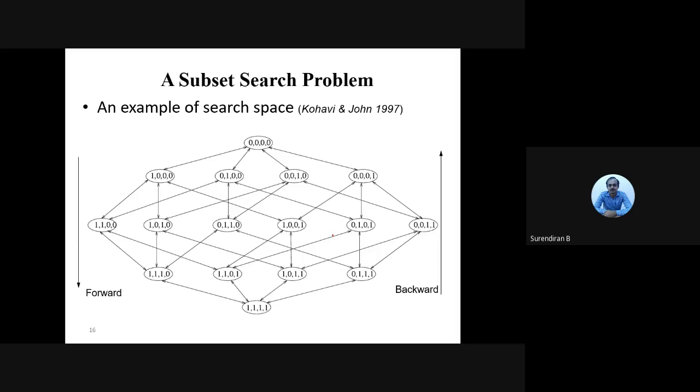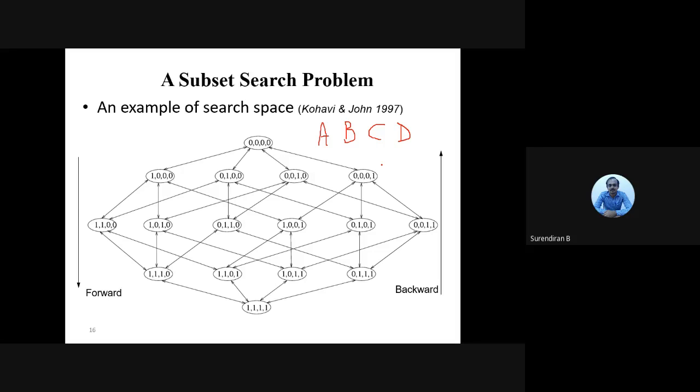So let us take this as a search space. So this is the search space for 4 attributes. Let us say you have a data set containing 4 attributes. Let us say we have A, B, C, and D.